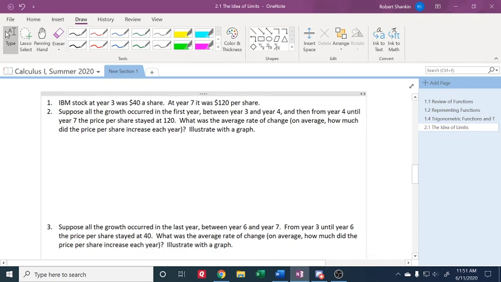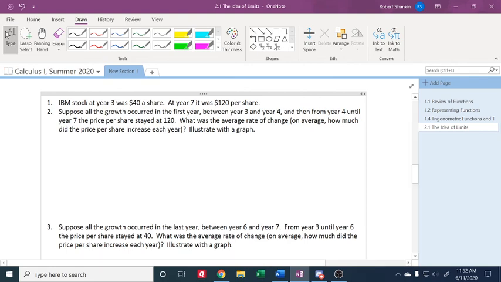And problem number 1, IBM stock at year 3 was $40 a share. At year 7, it was $120 per share. Now, number 2 says, suppose all the growth occurred in the first year, between years 3 and 4, and then from year 4 until year 7, the price per share stayed at $120.